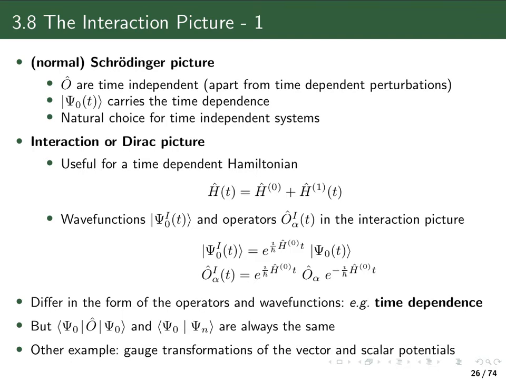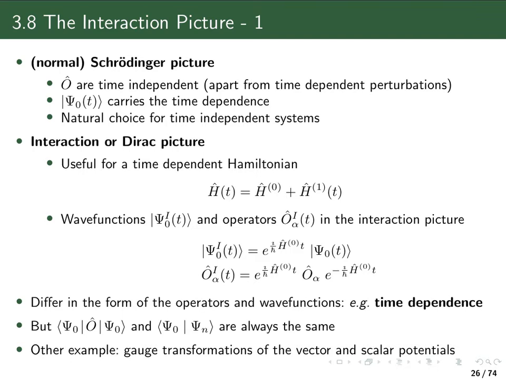We already had a similar example before in chapter 2, where we talked about gauge transformation of the vector and scalar potentials, where we also could change the potentials without affecting the value of the fields.